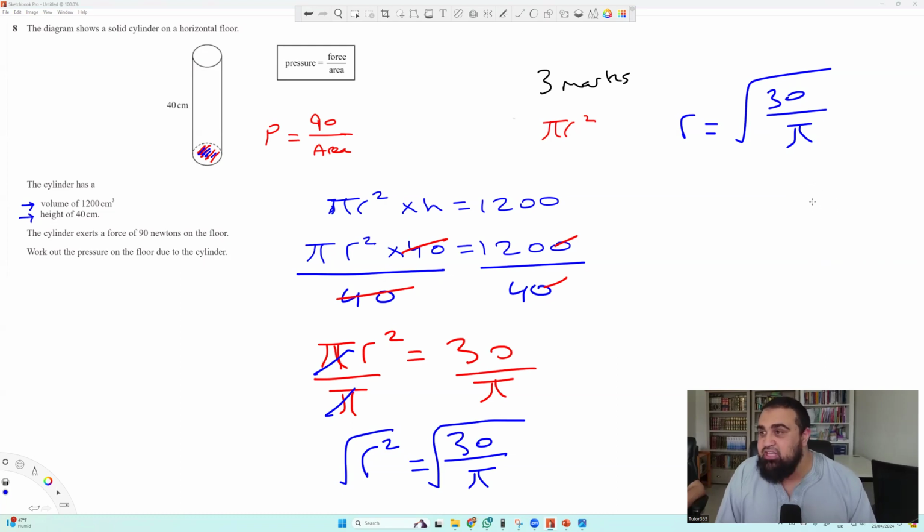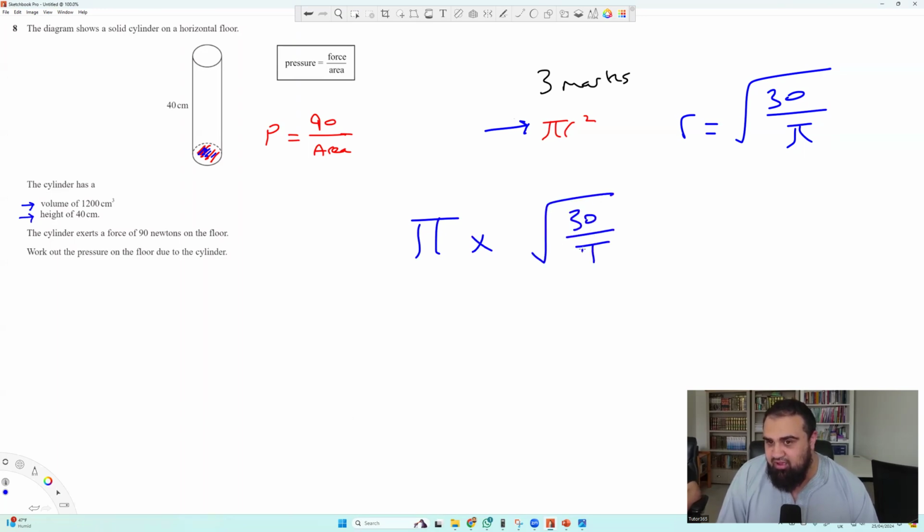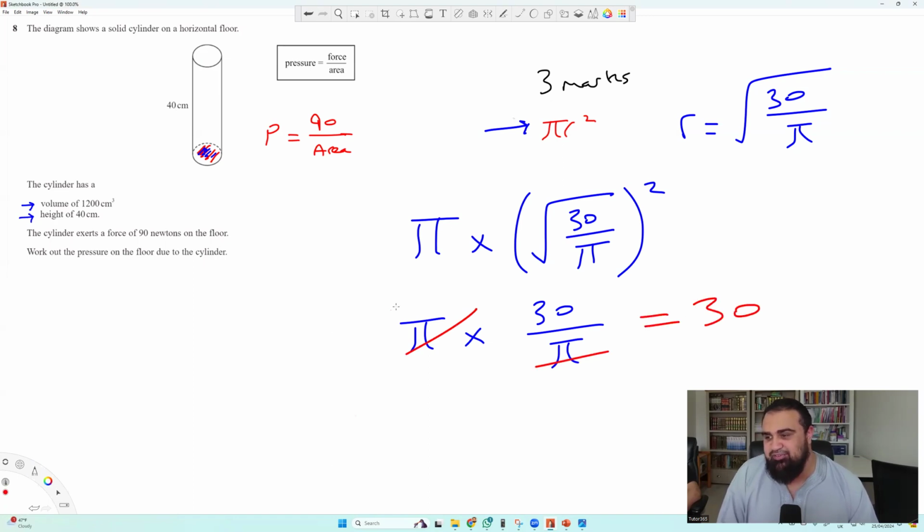Here's the bit where at this point you'd probably give up on a question because you're thinking, what on earth do I do with that? In the exam, you don't rub out your working, but I'm going to rub it out because I need space. Now, that's my radius. All I need to do is find the area of this bottom circle. What's the formula for area of a circle? It's pi times r squared. Now, check this out. If you square this, you're going to get pi times just 30 over pi. And then you can cancel out the pi's and you're just left with 30. So the area of that bottom circle is 30 centimeters squared.